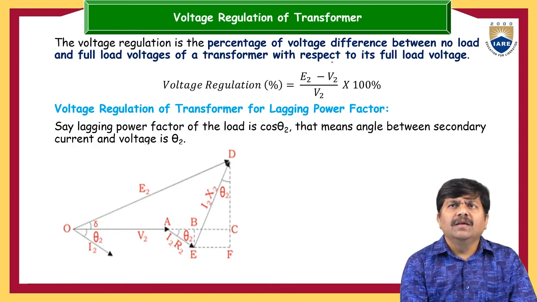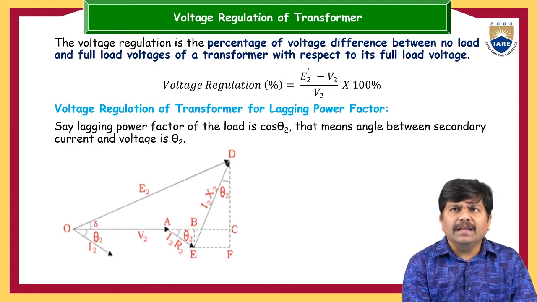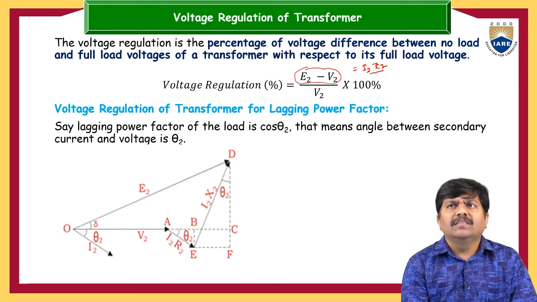In this, if you observe, E2 minus V2 is nothing but the drop I2 Z2, because the difference between the no load induced EMF and the full load voltage takes place because of the drop in the secondary winding. How much is the drop in the secondary winding? That value is I2 into Z2, divided by V2, and that is the value of the voltage regulation.